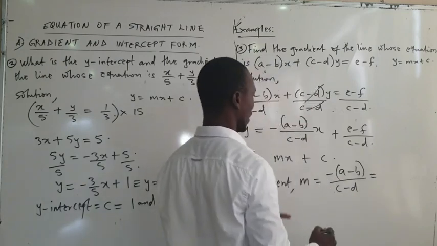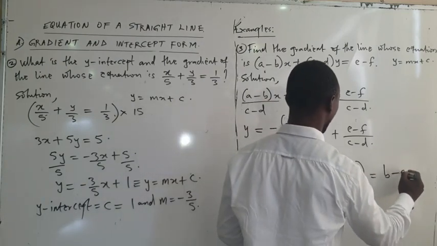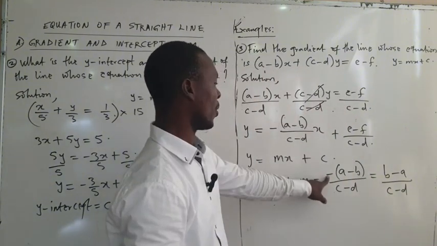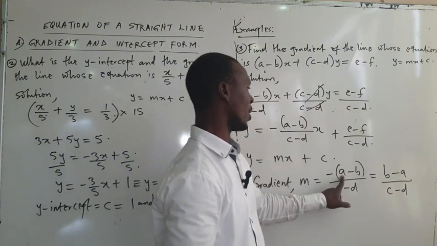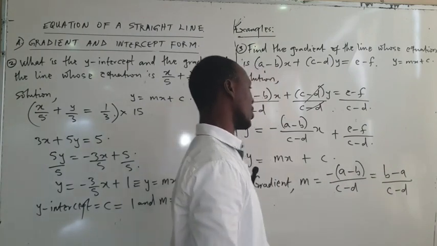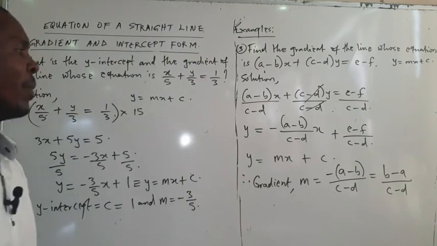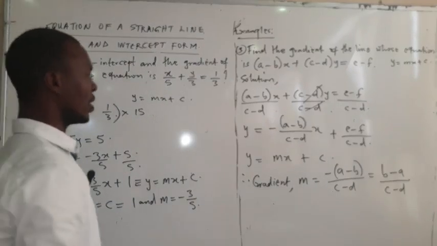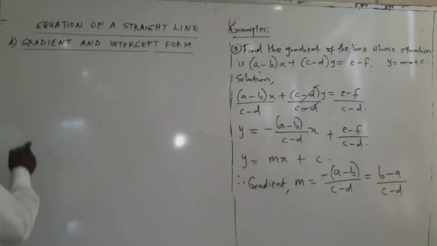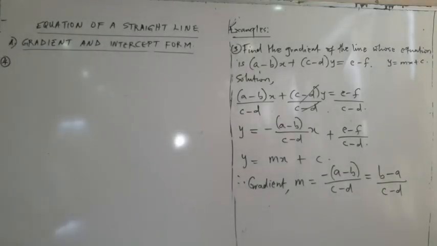So you can as well write it as (b minus a) all over (c minus d). So just open the bracket with minus. Minus times a is minus a, minus times minus b is plus b. So we now write it as (b minus a) over (c minus d). So that's the gradient of the line given. Example 4.